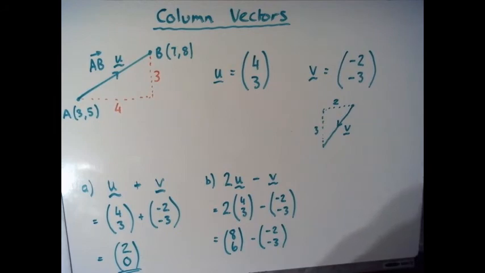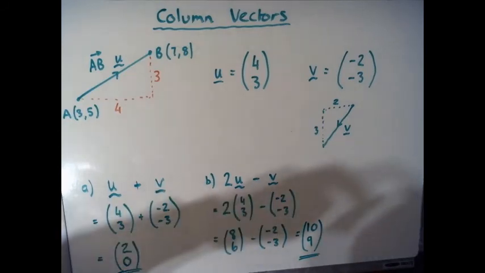And then I want to take away from that (-2, -3). And all we have to do here is be careful with our negatives. So x components are 8, take away negative 2, which would actually give me 10, because taking away a negative is the same as adding. And then I've got 6, take away negative 3, which is 9. And that is the resultant vector if I had 2u minus v.